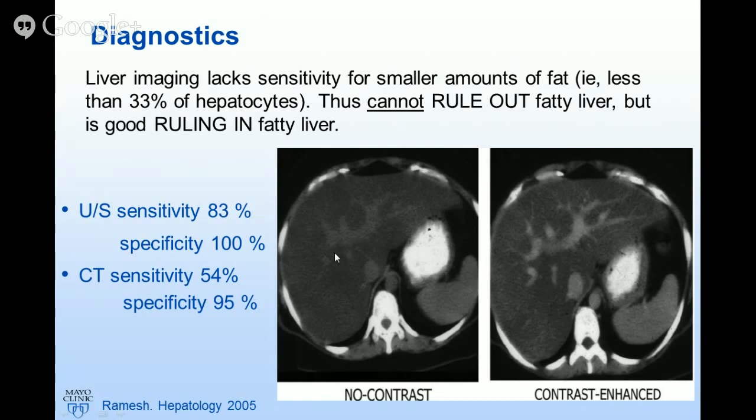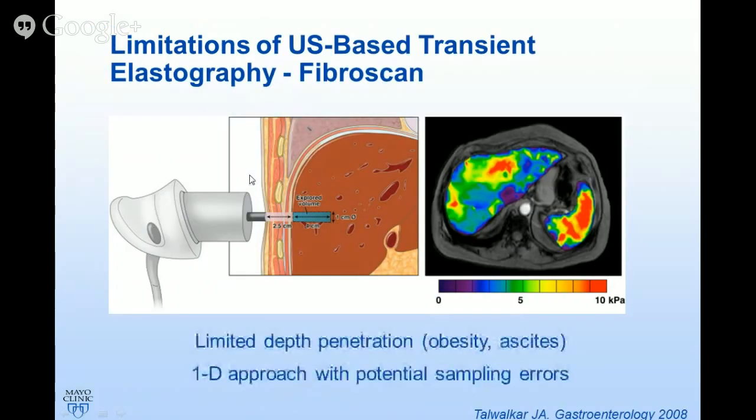And this is just one example for the medical professional out there: if this liver looks a lot darker than that spleen, it's likely that they have fatty infiltration in that liver. So imaging with ultrasound or CT scan can certainly help diagnose the fatty infiltration.